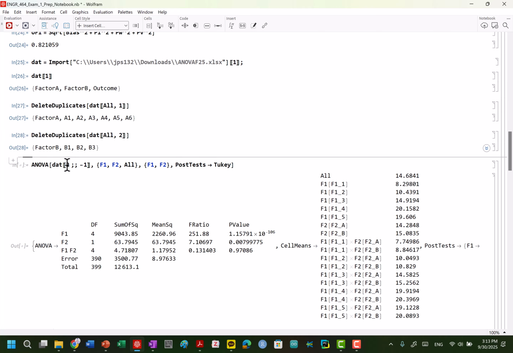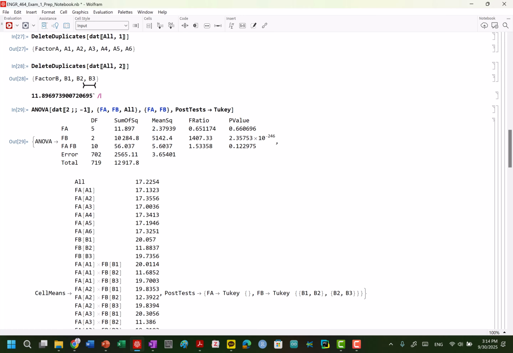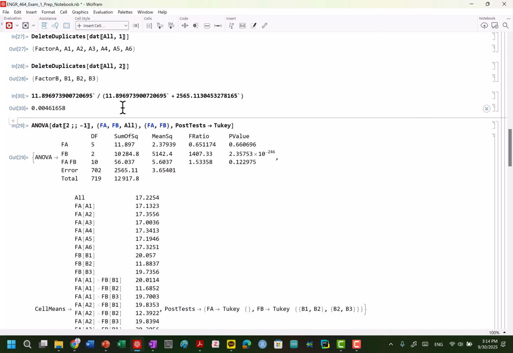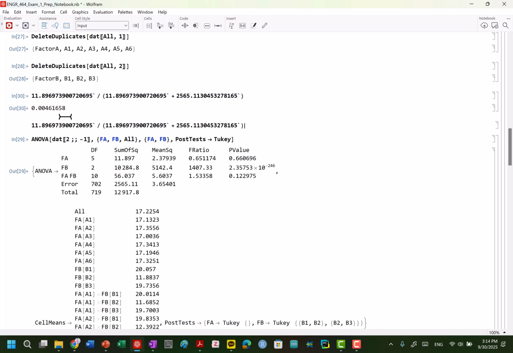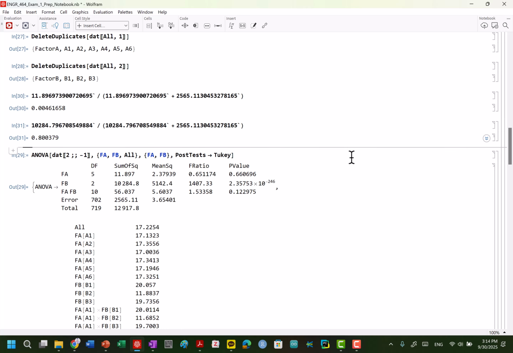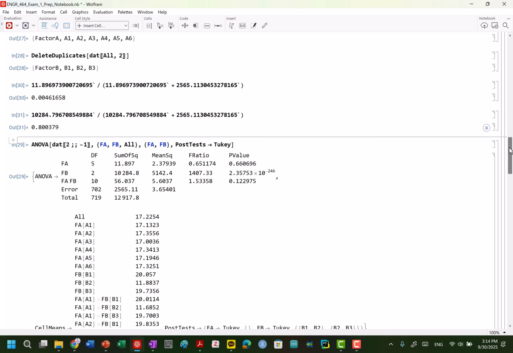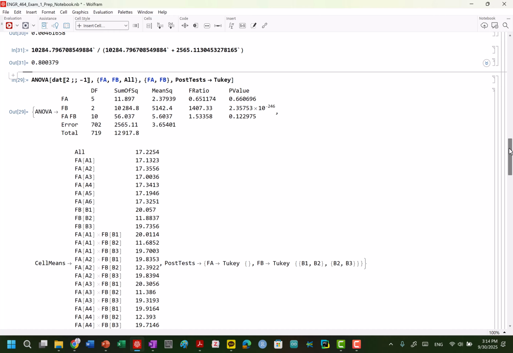Let's look at the size of the effect. So again, as usual, actually we can do it up here. I'm going to look at the sum of squares for A divided by that plus the error. We'll look at the size of the effect. Very small for A. For B, we can probably predict it's going to be quite large. Indeed, quite large. So B is a large effect. A is basically a null effect.